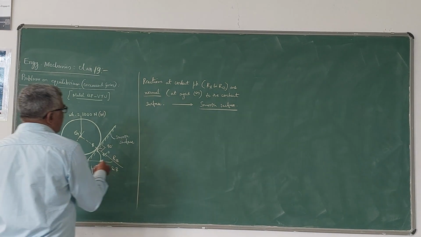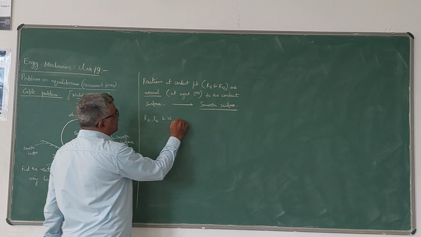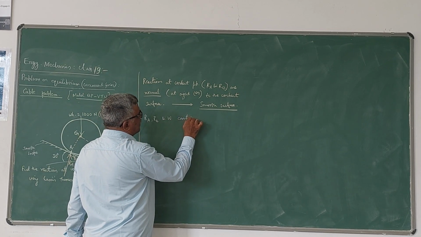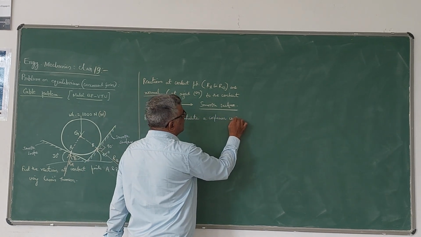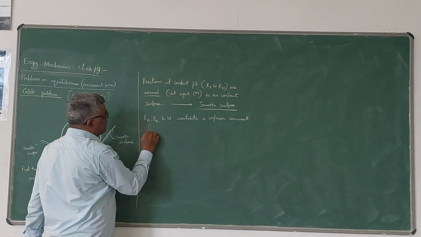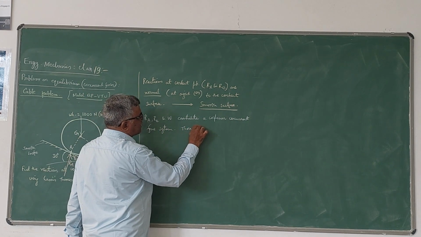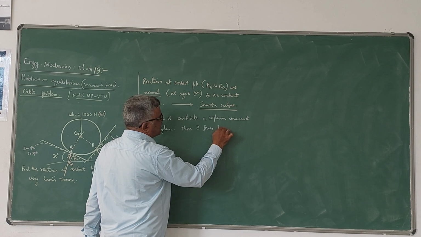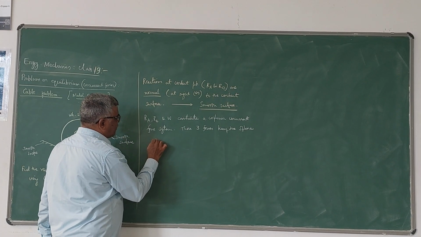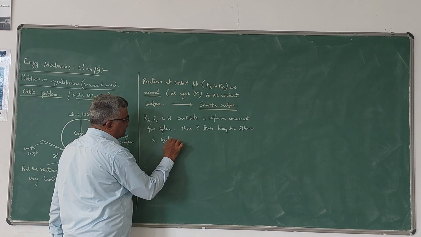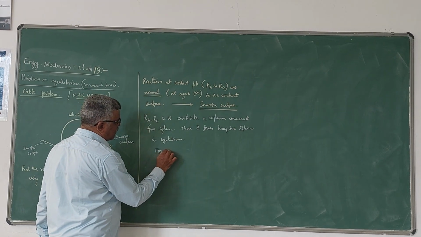Now, all these three, RA, RB, and W, which is nothing but the weight of the sphere, constitute a coplanar concurrent force system. These three forces keep the sphere in equilibrium. So we can apply Lami's theorem because three forces are there and the sphere is in equilibrium. So let us write down the free body diagram of the sphere.